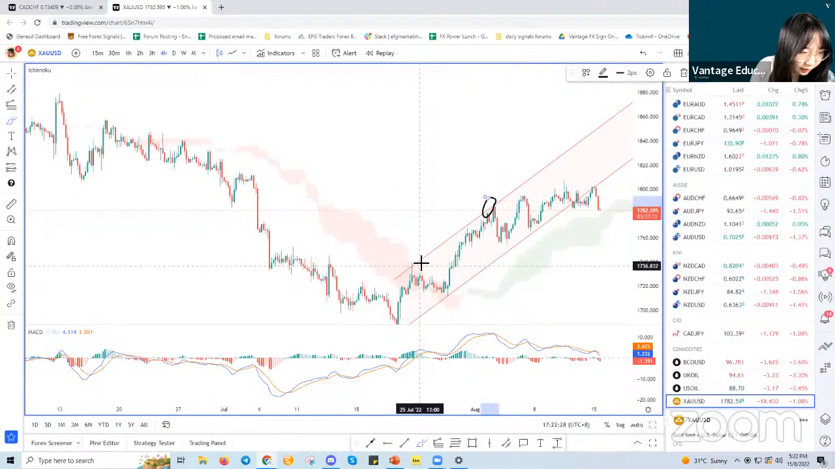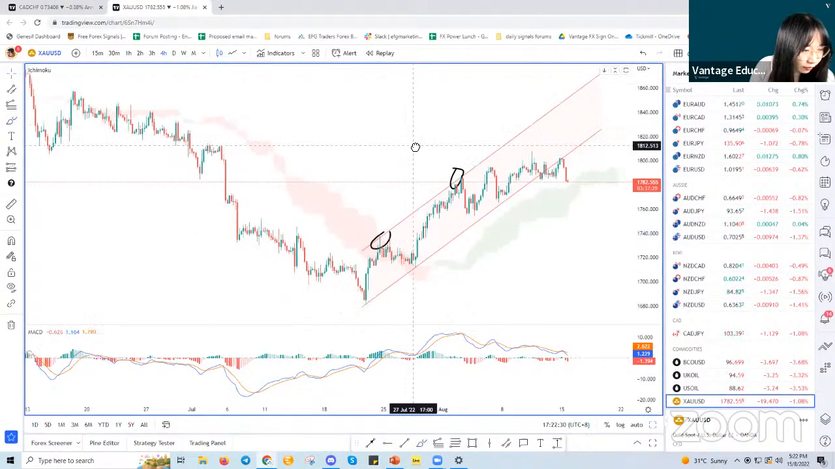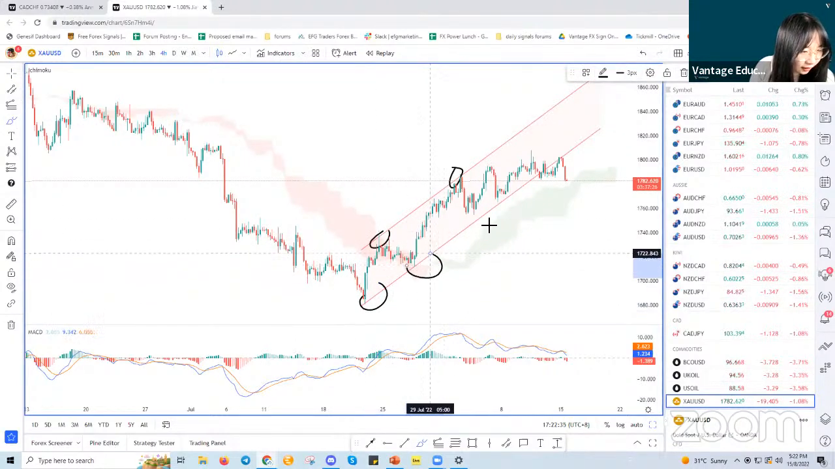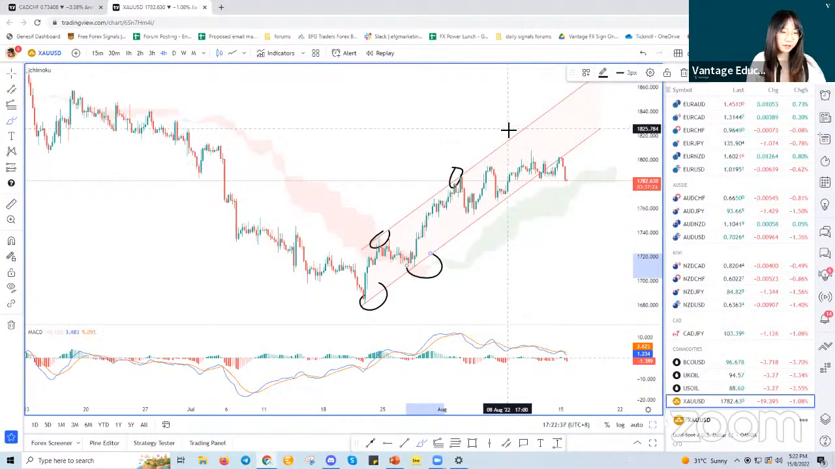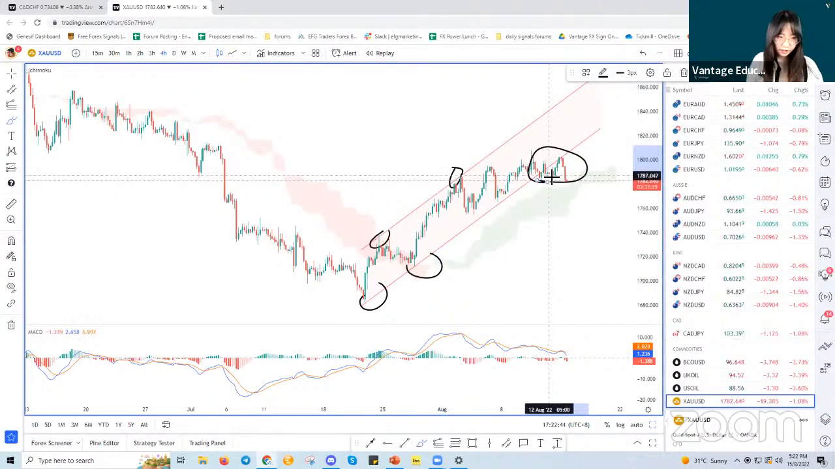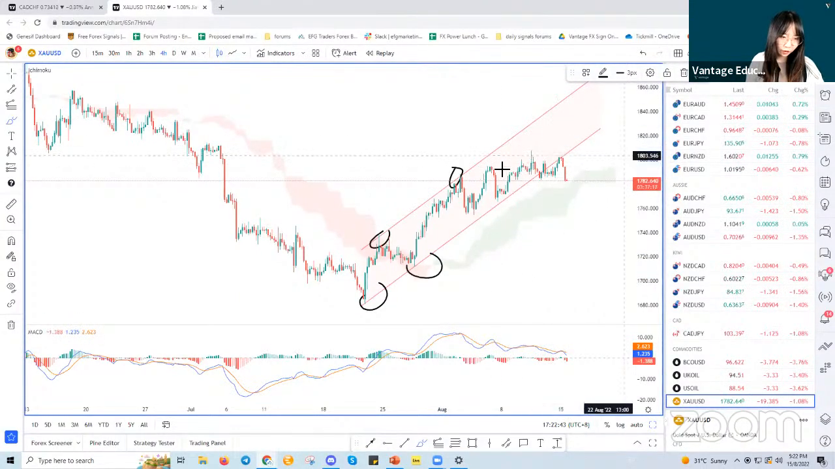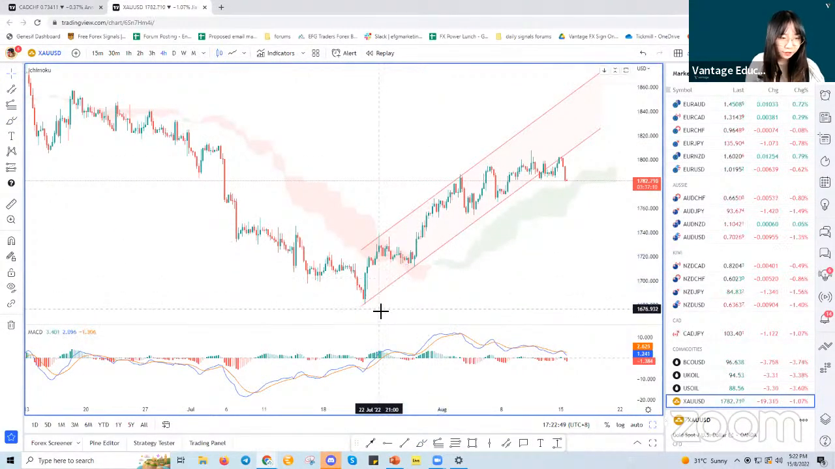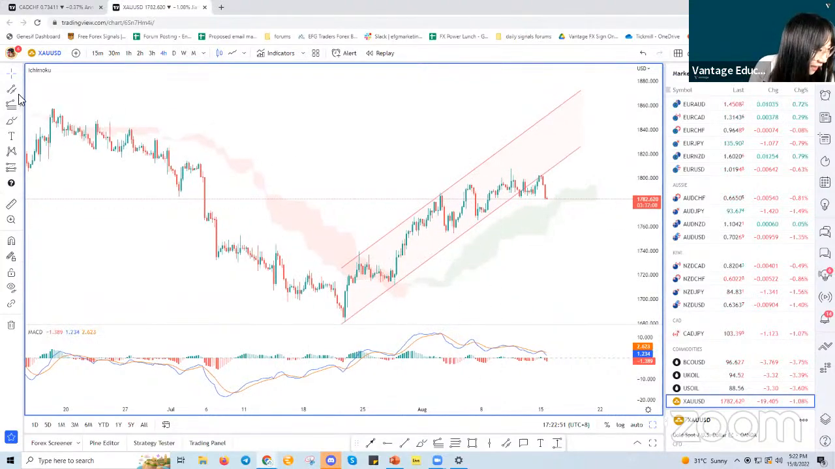The first one is here and the second one is here. And for the bottom as well, the first one is here, second is here. So here is a valid channel. You can see the price is breaking this ascending channel. Now let's try to find some levels.